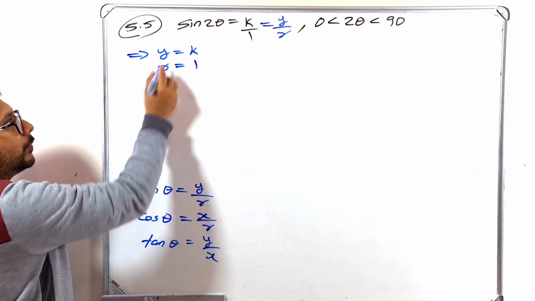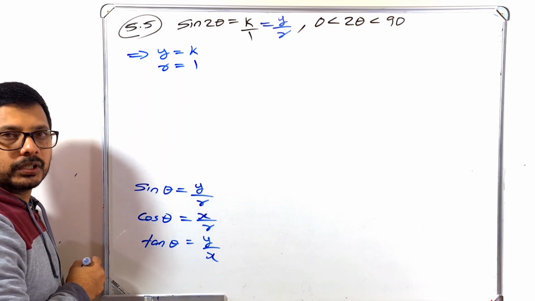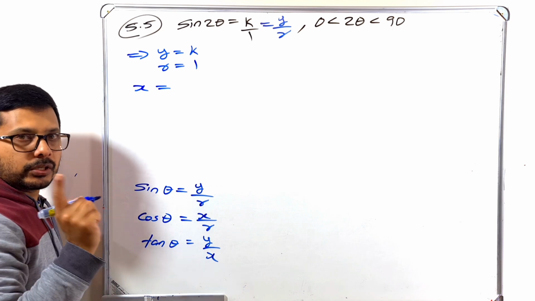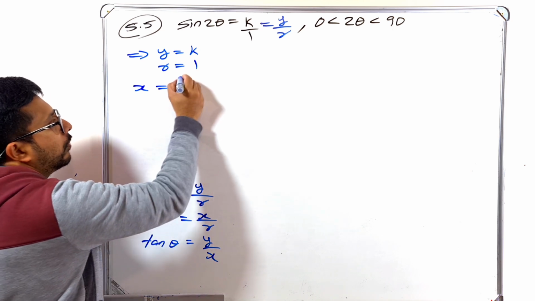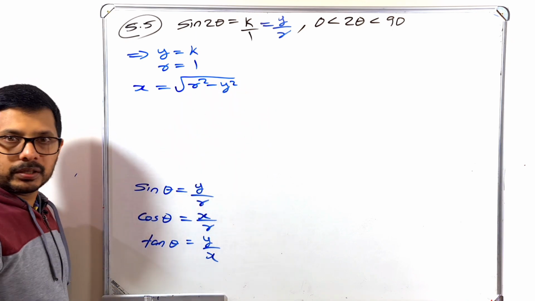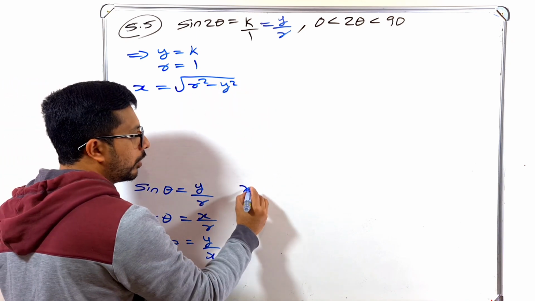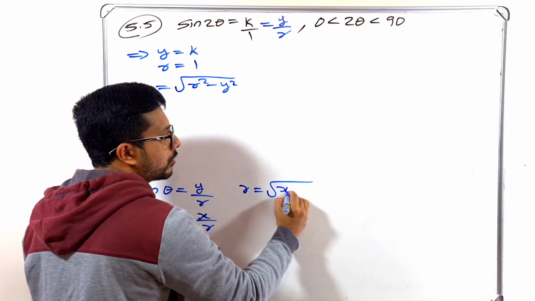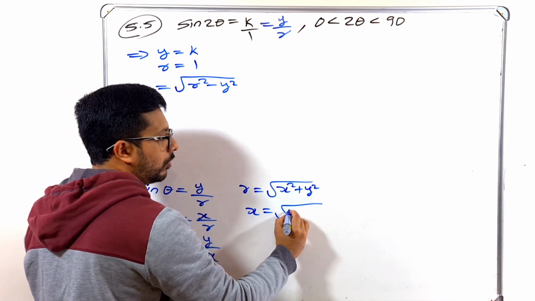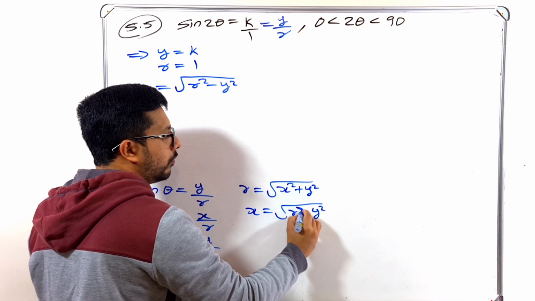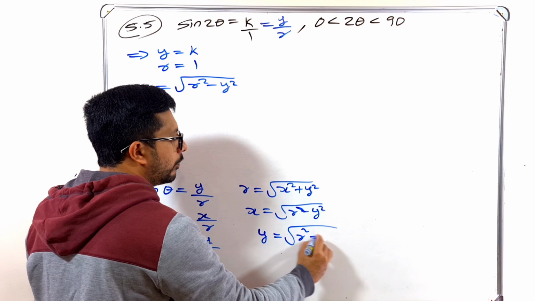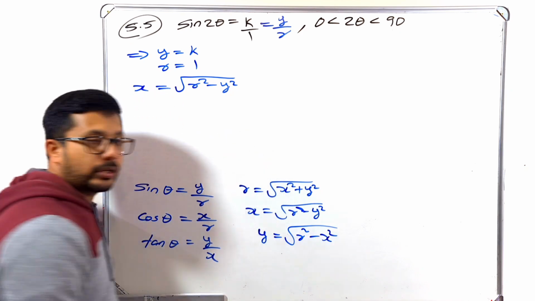So what is missing here? Which one we don't know now? x. Okay. So how can you find the value of x? What is the formula? Now you are in grade 12. You have to know directly without writing much step. It is root of r square minus y square. In many videos I told you: how can you find r? Root of x square plus y square. How can you find x? Root of r square minus y square. How can you find y? Root of r square minus x square. You have to know that one.